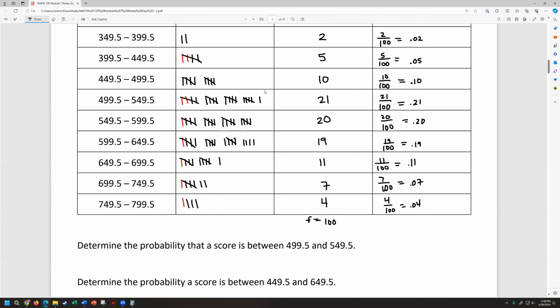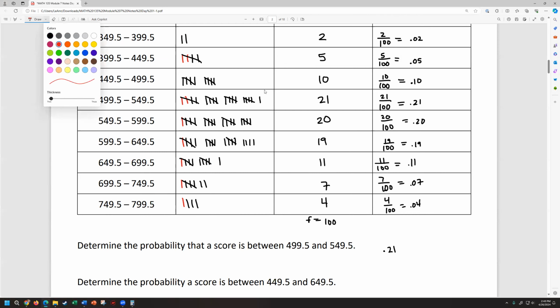All right, so determine the probability that the score is between. So probability would be the decimal form, because we don't want to use, or you could use the fraction, I guess, but most of the time, if you've already converted it to decimal, we'll just report the decimal. So we want the probability that the score is between 499 and 549. I know that 499 shows up on both of these, but they're saying we want to be between these two. So this is the bar that they're talking about. So that probability is that row's decimal answer, which is 0.21.